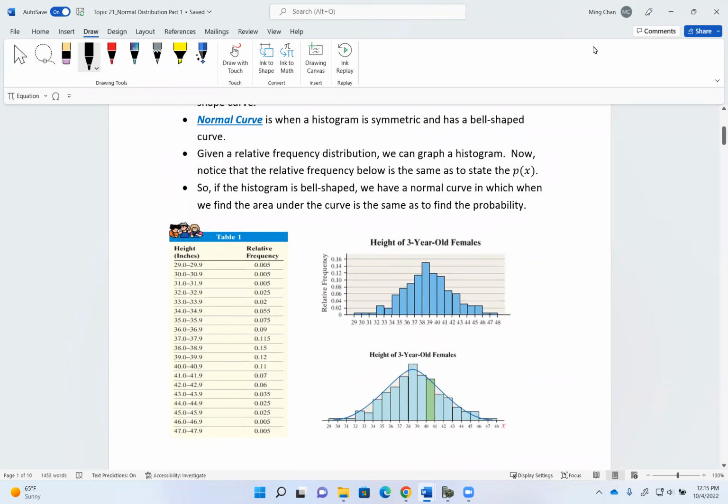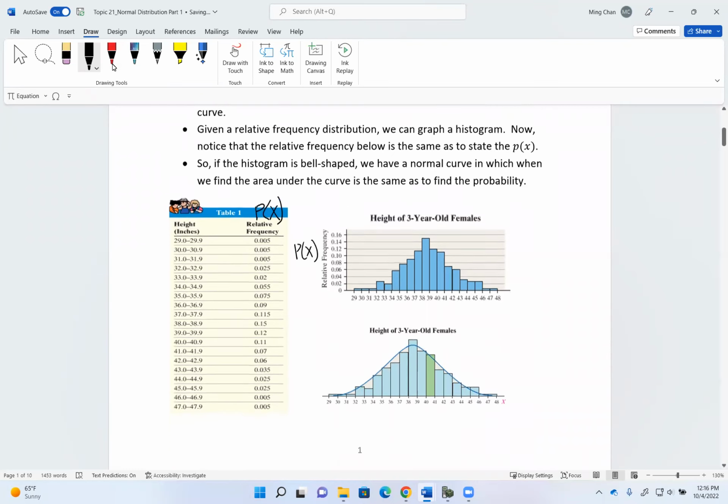In the previous topic, we saw a frequency distribution table that looks like this on the left, where this is heights in inches and we have our relative frequency. Given a relative frequency distribution, we can use a calculator and graph a histogram. Notice that the relative frequency here is the same as the probability of your random variable x. So relative frequency becomes a type of probability. In my histogram, the relative frequency can also be viewed as the probability of your random variable x.